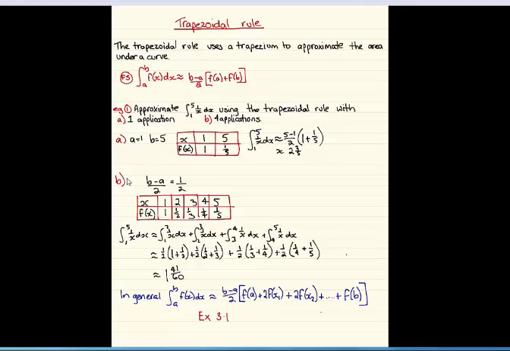Alright, so that's what you need to be able to do exercise 3.1. I would like you to do the even numbers in that exercise at the very least. If you need more practice, then have a go at the odds, but you've at least got to get that done. Good luck, and I'll see you in class.